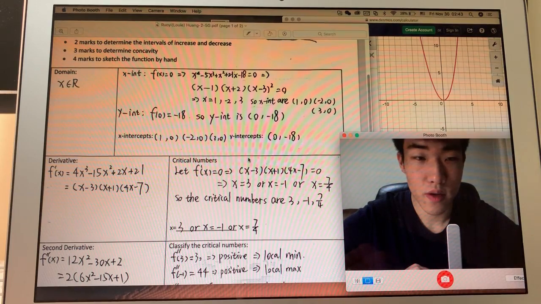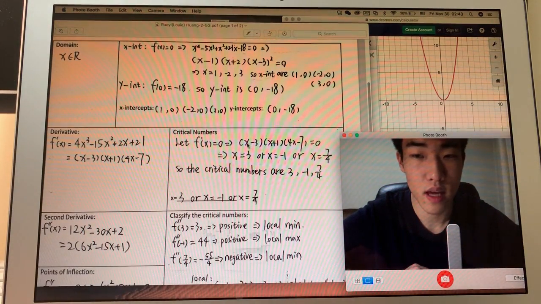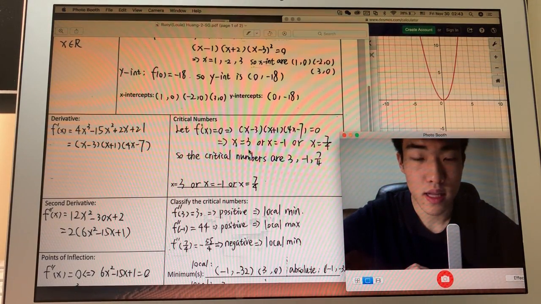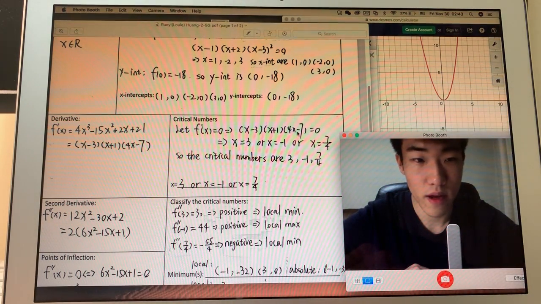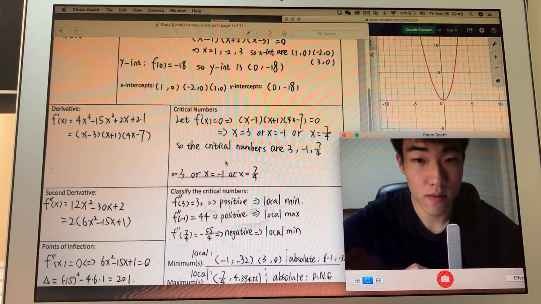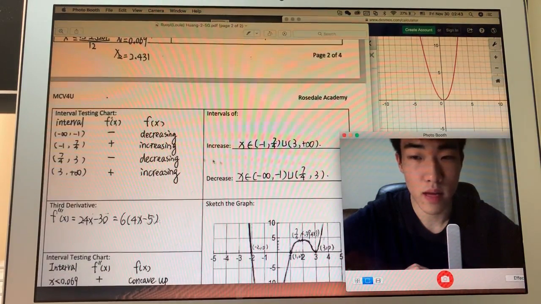The critical numbers are the roots of the first derivative, and they represent a turning point of the graph, whether it's increasing or decreasing. We get the answers based on this factored form. It's quite the same as this one. And so there are 3 different critical numbers.